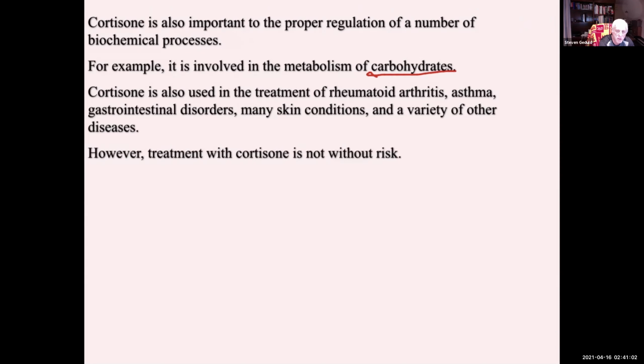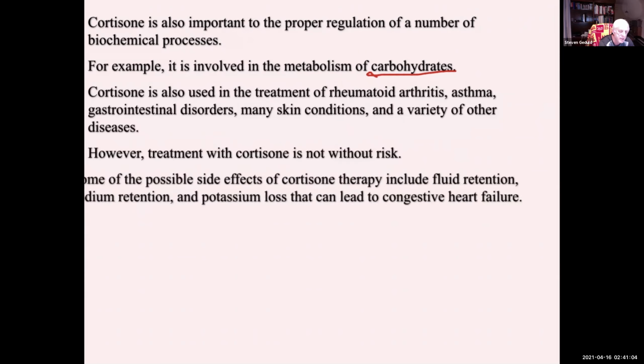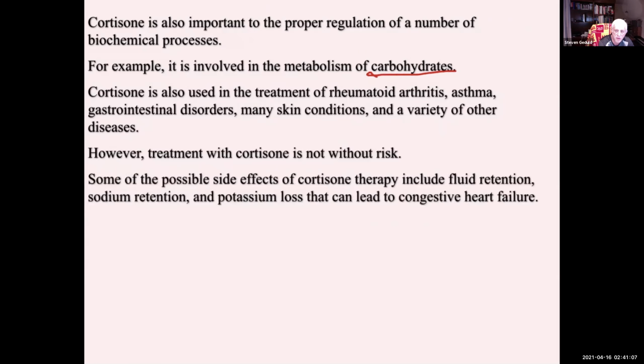Treatment with cortisone is not without risk. Some of the possible side effects of cortisone therapy include fluid retention and sodium retention. You have to remember that those go hand in hand. Remember, salt is a polar material. Salt dissolves in water, so when you retain water, you retain the salt with it. Potassium loss can lead to congestive heart failure, so potassium levels have to be monitored carefully. If you lose too much sodium, your heart will not get the signal to beat correctly, and you can get congestive heart failure.